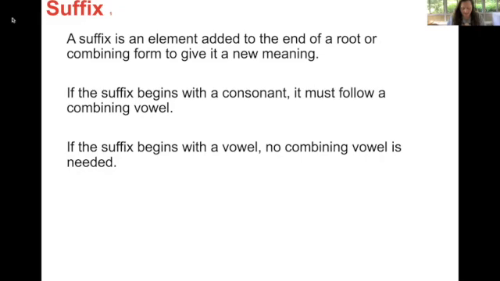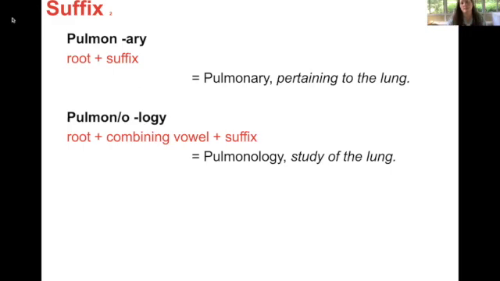Okay, suffix. I said at the beginning of this chapter that the suffix is the part that's tacked to the end of the root word in order to give it a new meaning. It's kind of continuing it, making it turn into something else. If the suffix begins with a vowel, there's no combining vowel needed. Just so you know, and I'm going to show you an example, although I still break it down.